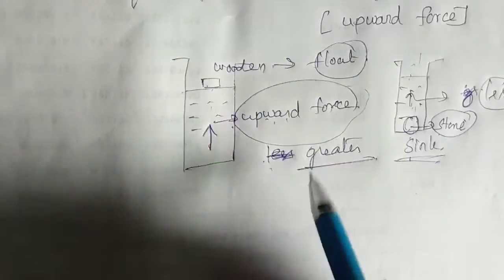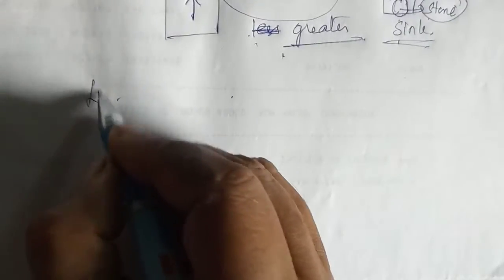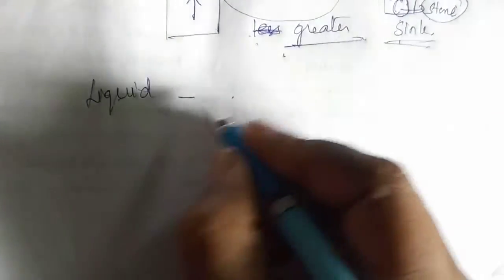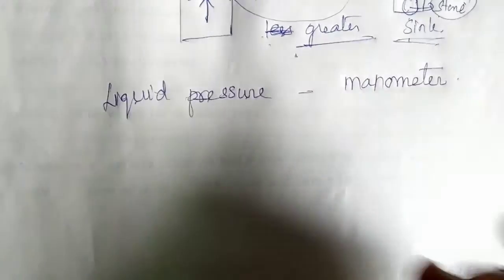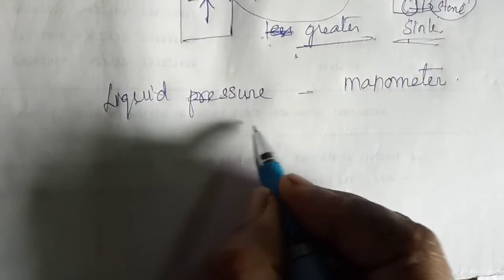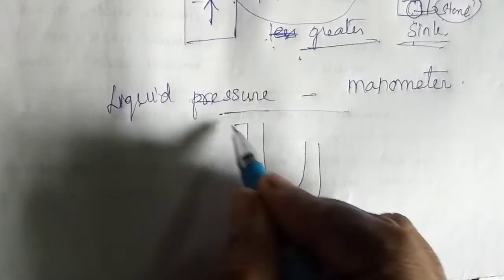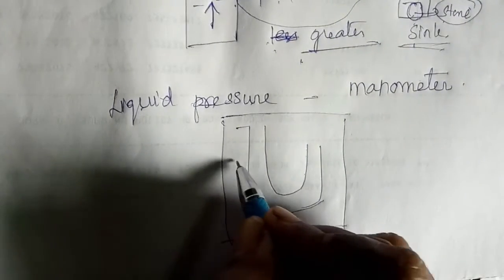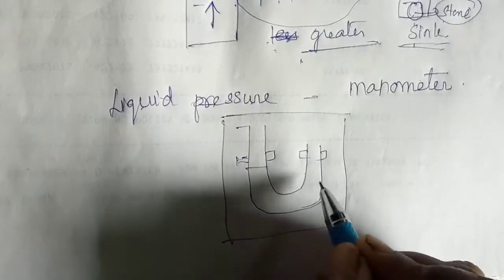So if the liquid has force, it also has pressure. That pressure we call liquid pressure. This liquid pressure can be measured by an instrument called a manometer. This instrument has a U-shaped glass tube fixed on a wooden block, clamped on that wooden block, and it has some liquid.